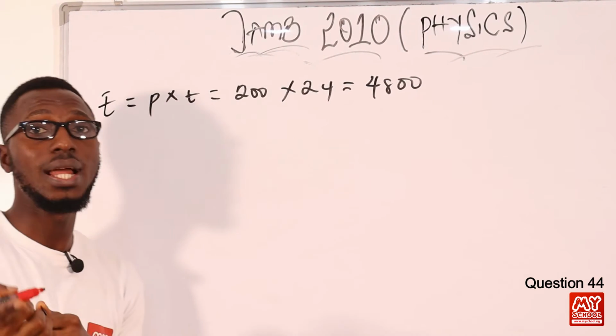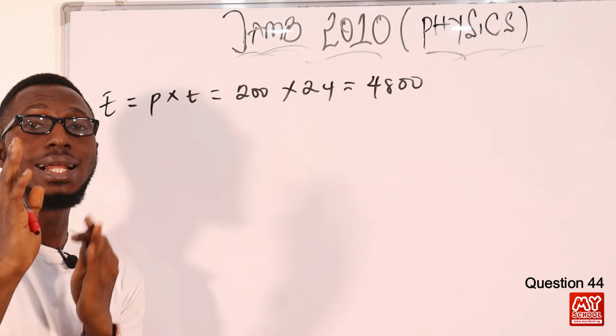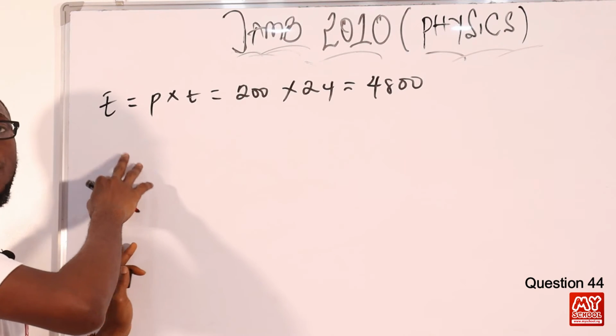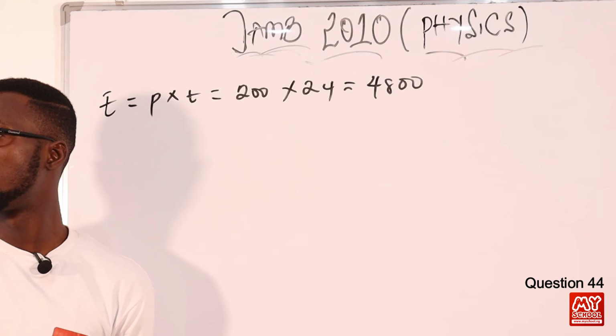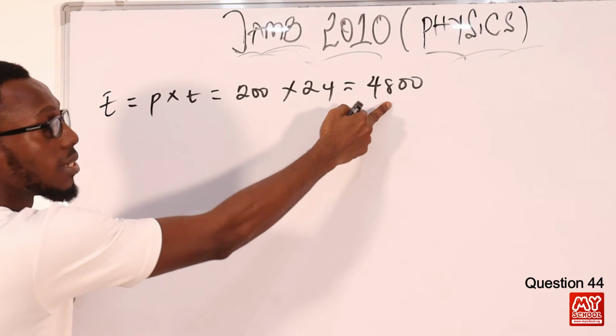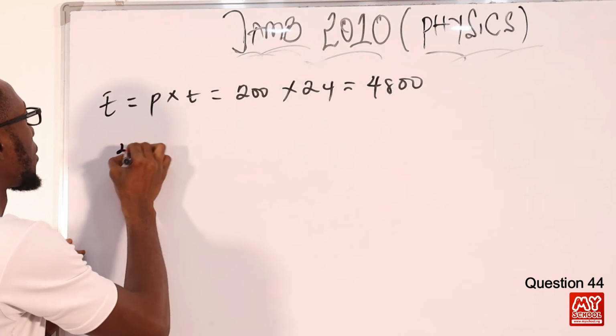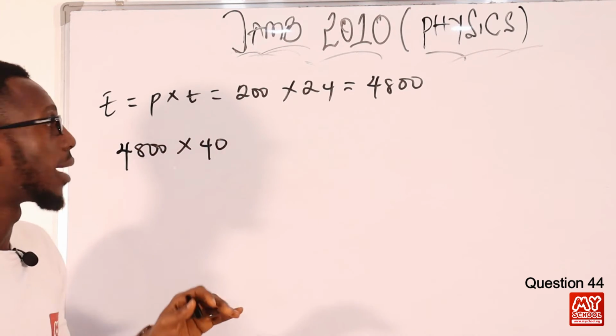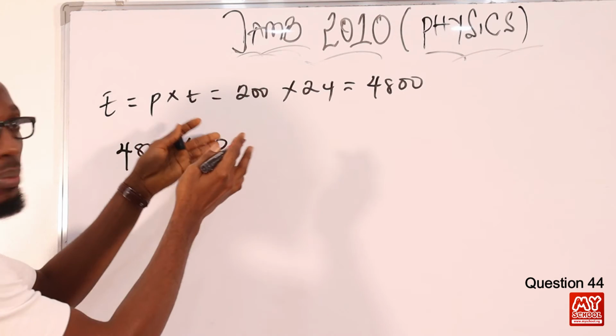But remember that we are told that this bulb will be sustained for a day, that is 24 hours. And it's been sold for how much? It's sold for 40 naira per hour. So that will be this times 40, because this is how it works. I can even break it down this way.